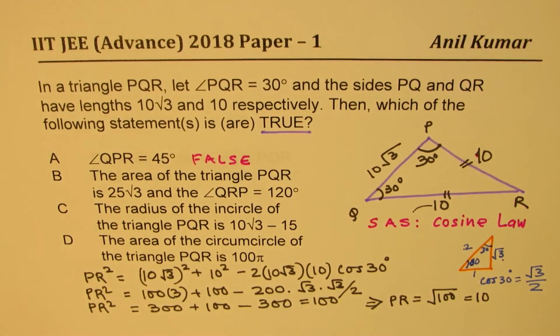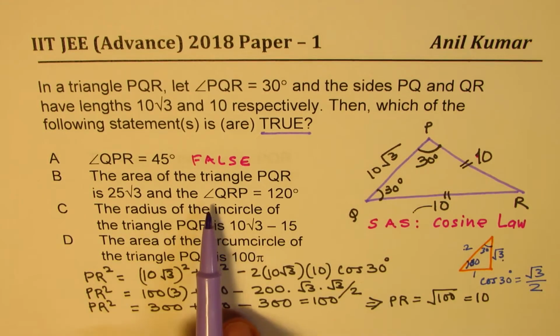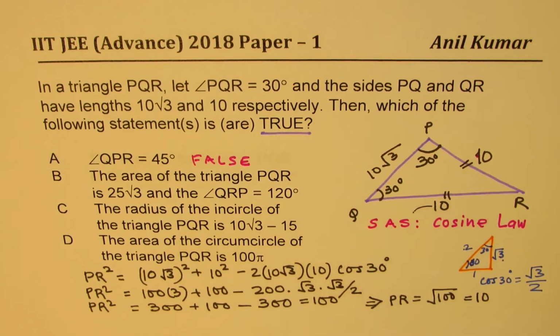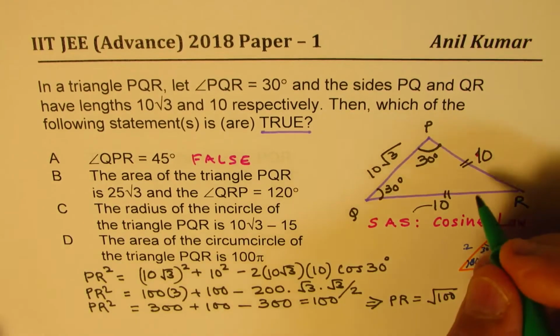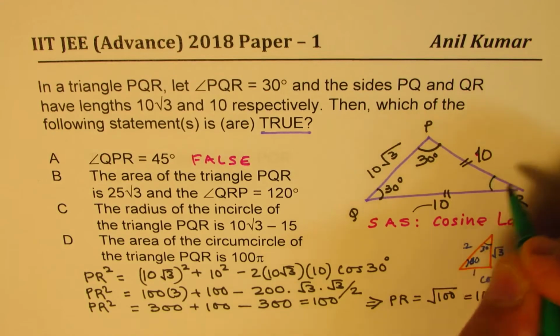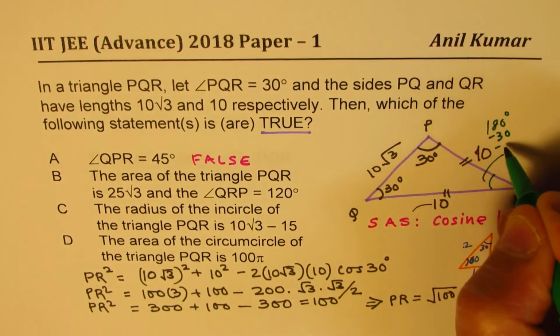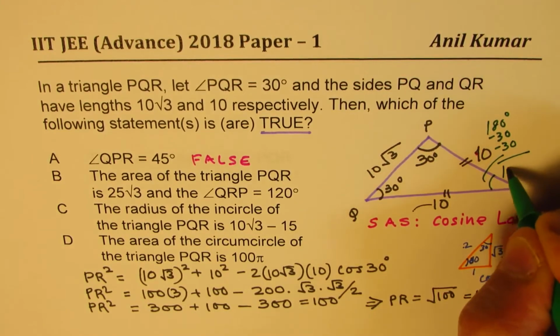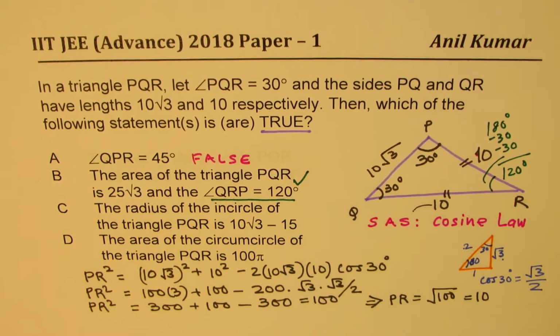Okay, so let's move on and see what is the area of the triangle PQR, and also we have to find the angle QRP. Well, angle QRP we can still find. So let me do that part. Angle QRP will be what? 180 minus 60, right? So this is equal to 180 degrees minus 30 minus 30, which is 120 degrees. So this part is correct.